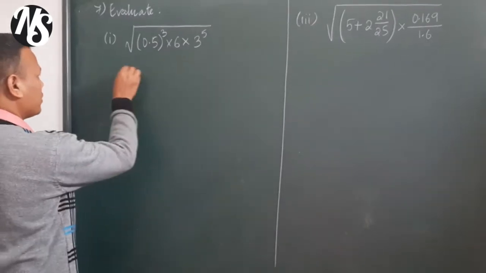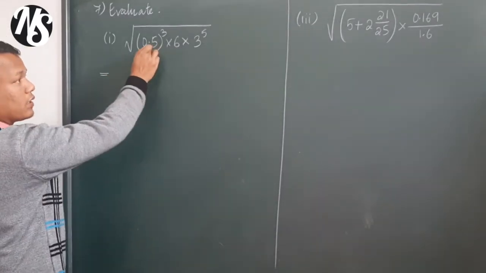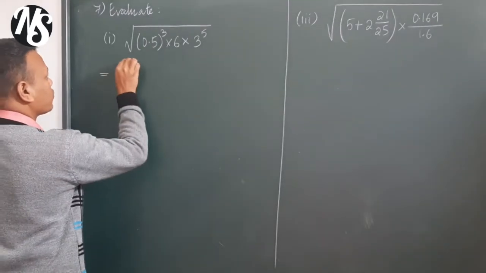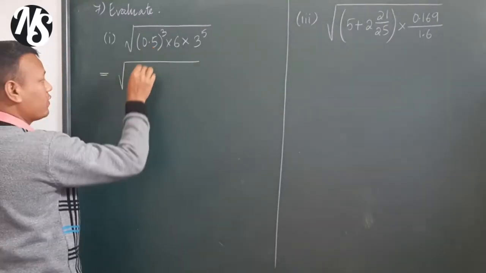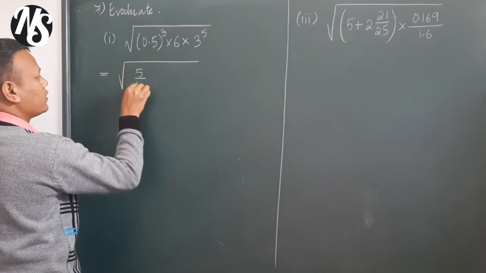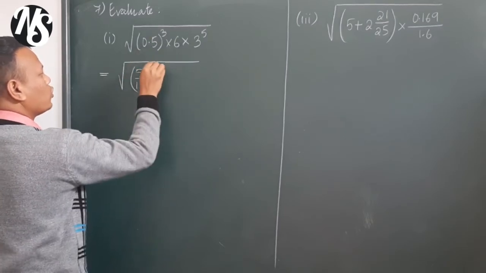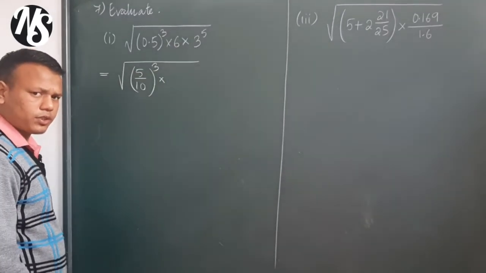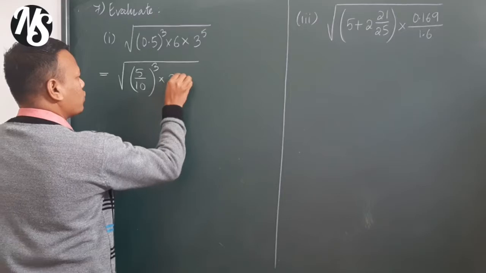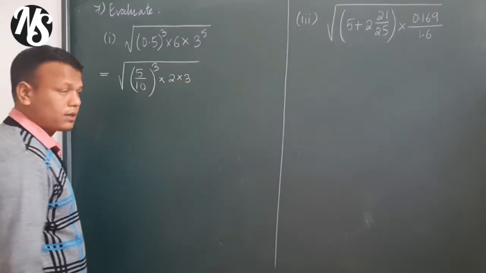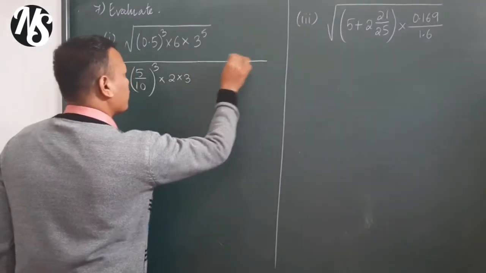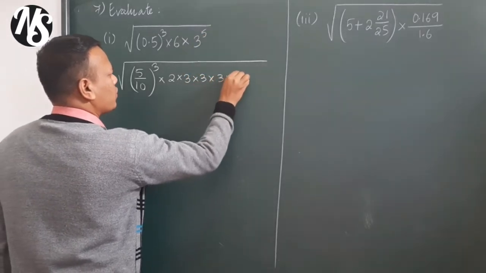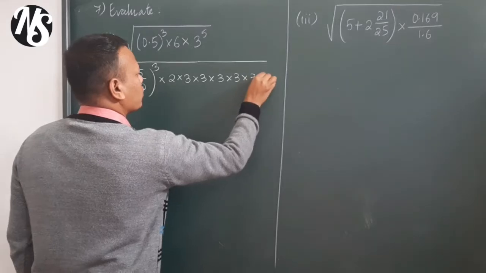Okay. So here, first and foremost, what you need to do is, decimal is there, convert this into fraction. So this becomes square root of, so 0.5 is 5 by 10, and we have outside whole cube into the 6. If you factorize it, how much do you get? You get 2 into 3, right? Okay, so we have here 3 to the power 5 means 3 into 3 into 3 into 3 into 3.